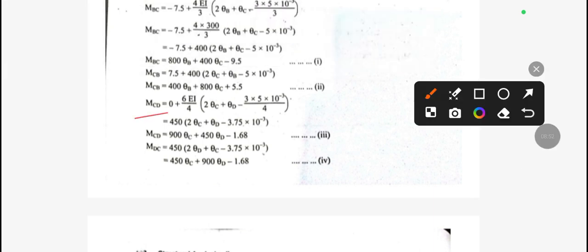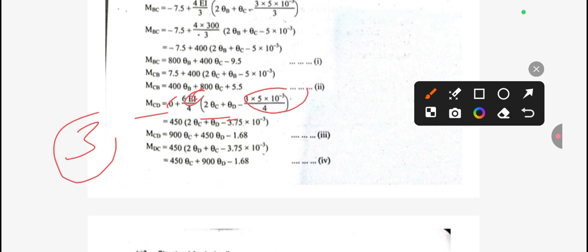Similarly for C to D, our fixed moment is 0, so 2EI by L. In place of EI the value is 3 EI, so this will be 6, and 2 theta C plus theta D minus 3 delta. The value of delta is this, and this will be our third equation. And for D to C, the first letter is D, so we multiply 2 theta D and theta C, and finally we get this equation.